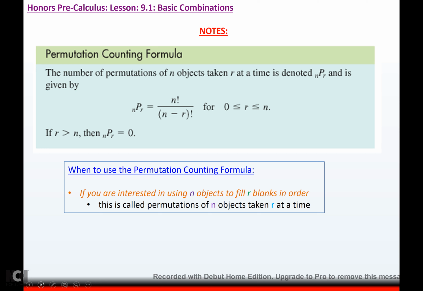Now we're going to get into some application problems of it. The formula isn't going to change, but they're going to put words in it. They're going to say you have this many objects, you need to take r of them at a time. How many ways can this happen? You're taking n objects, r at a time.